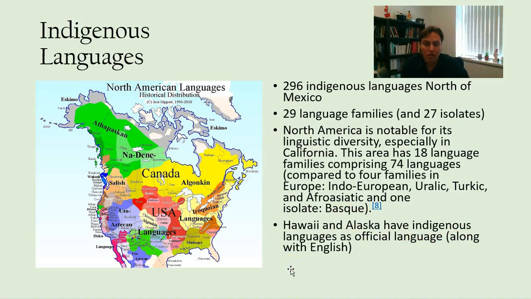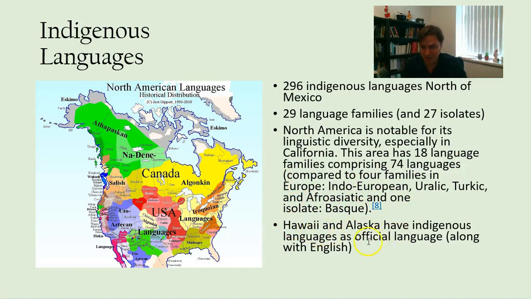North America is notable for its linguistic diversity, especially California. As you can see, there's just tons of languages there. This area has 18 language families comprising 74 languages, compared to only 4 families in Europe: Indo-European, Uralic, Turkic, and Afro-Asiatic, and 1 isolate, Basque.